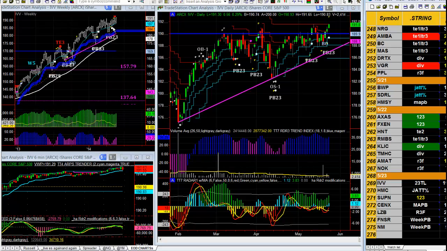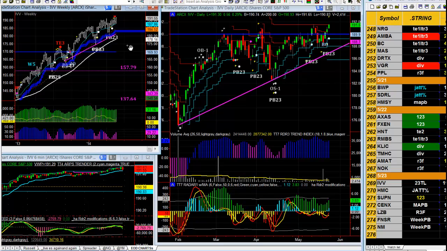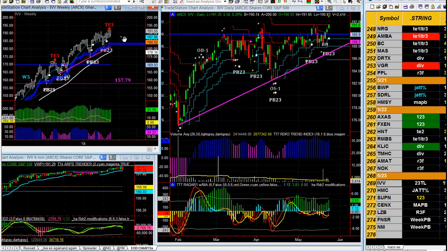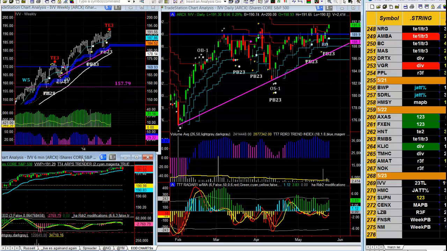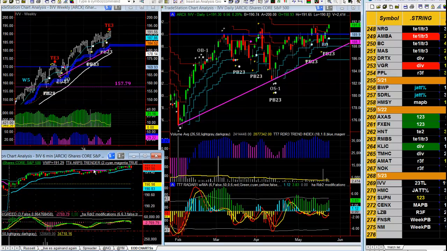As you can see, it's in a pretty nice up move, but we do have some kind of signal here, a Trend Exhaustion 3 on a recent bar, so that is something to be careful about. And then this is a 6-minute chart. Down here shows me basically what the last trading day looked like, and it was pretty strong on the last trading day.